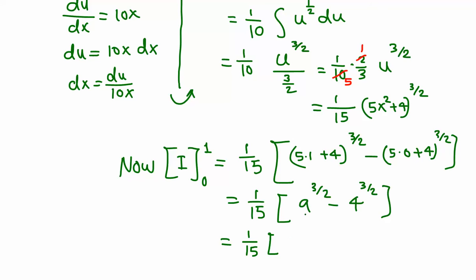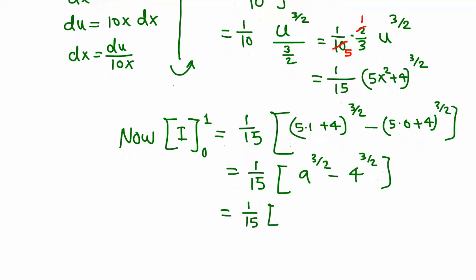1/15. You can use your calculator. 9 raised to 3 halves. In fact, 9 is 3 squared. 3 squared, square and the 1/2 cancel. 3 cubed, which is 27. Or just use your calculator, 9 raised to quantity 3 halves. Same thing. 4 is 2 squared. Square and 1/2 cancel. 2 cubed, that's 8.